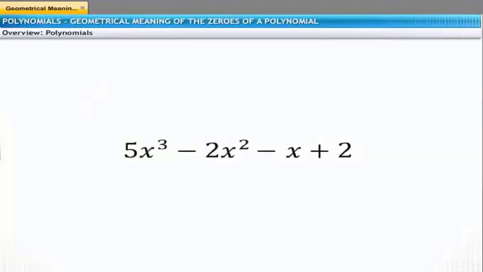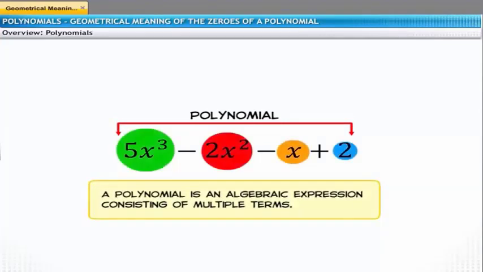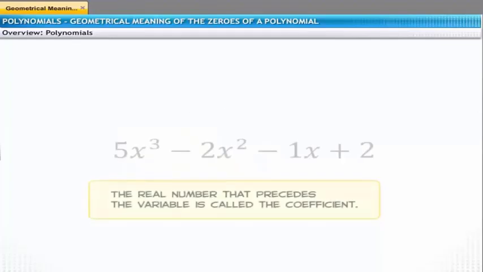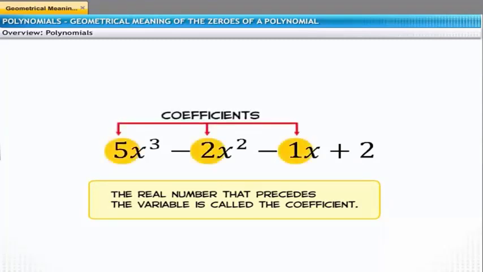Consider the expression 5x cubed minus 2x squared minus x plus 2. This expression is called a polynomial. A polynomial is an algebraic expression consisting of multiple terms. The terms of a polynomial can be variables or variables raised to a power of a whole number, a constant, or the product of these two. The real number that precedes the variable is called the coefficient. For example, in this polynomial, 5, 2, and 1 are the coefficients.